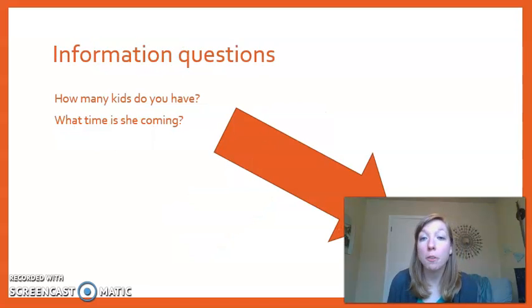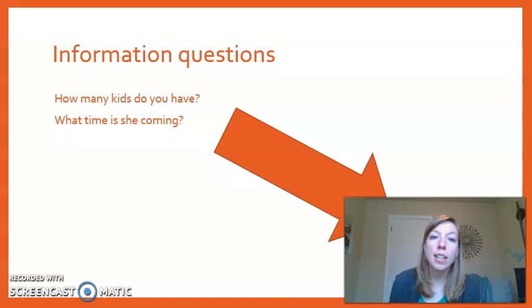And the second type is information questions. So obviously we're going to answer these with some other kind of information. Usually these are WH questions. And you can hear that the intonation for information questions goes down at the end of the question. How many kids do you have? What time is she coming? So this signals to the listener that I'm looking for a piece of information.